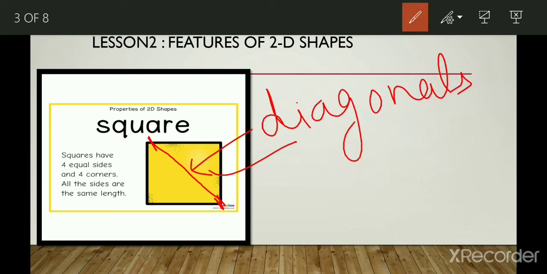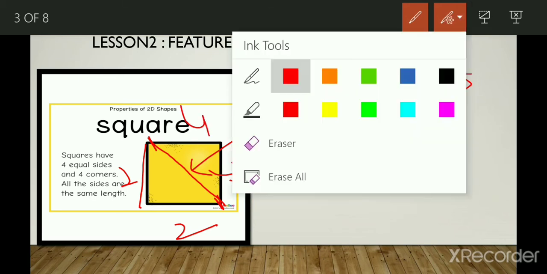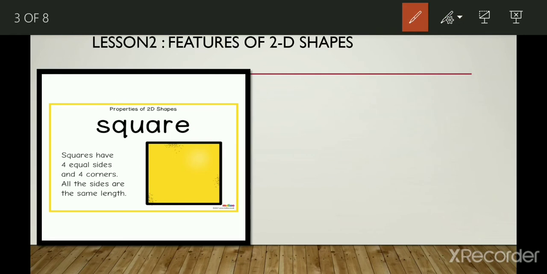Right? So now in a square what do we have? We have 4 equal sides. 1, 2, 3 and 4. What else do we have? Yes, you are right. We have 4 corners. Corner 1, corner 2, corner 3 and corner 4. And when we join the opposite corners of a 2D shape, we get a diagonal. I hope the properties of 2D shapes are clear.